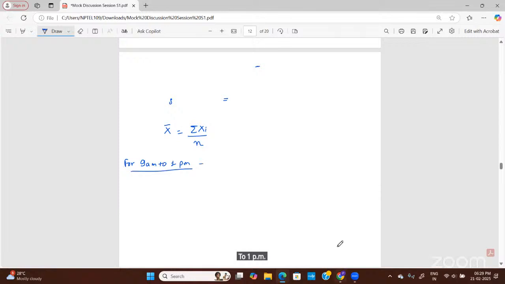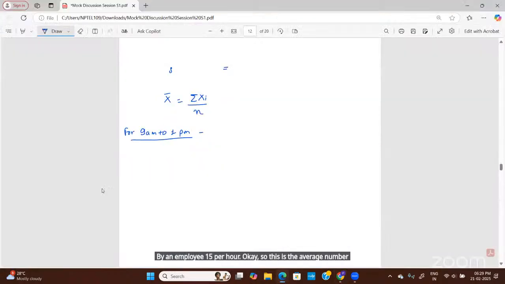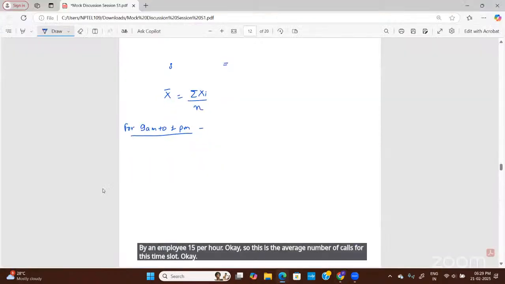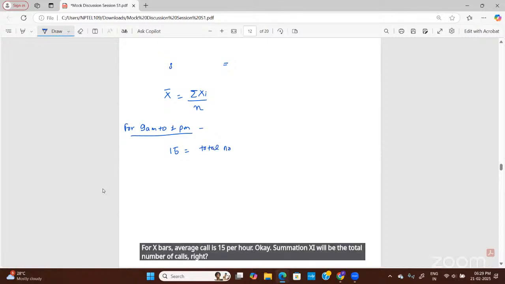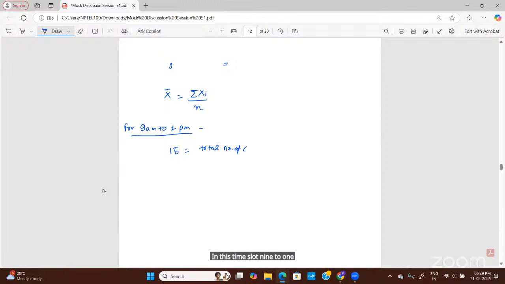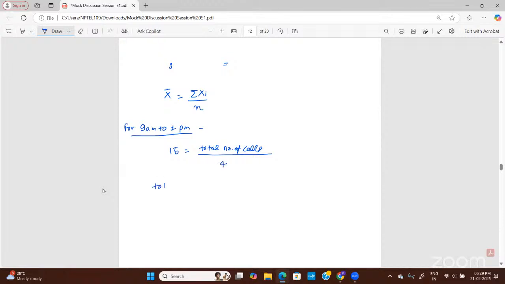In the question, you can see this line: the average number of calls received from 9 a.m. to 1 p.m. by an employee is 15 per hour. So this is the average number of calls for this time slot. So x bar, the average call, is 15 per hour. Summation xi will be the total number of calls in this time slot 9 to 1, divided by n. So n will be the total hours. 9 to 1 will be 4 hours, right? So you can find the total number of calls.